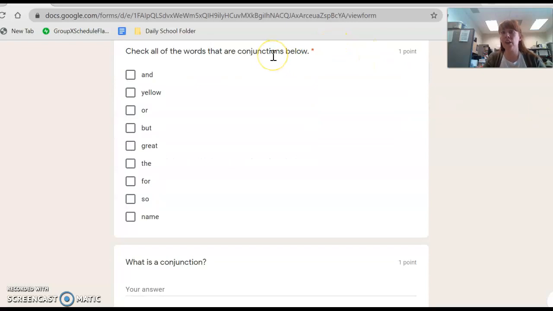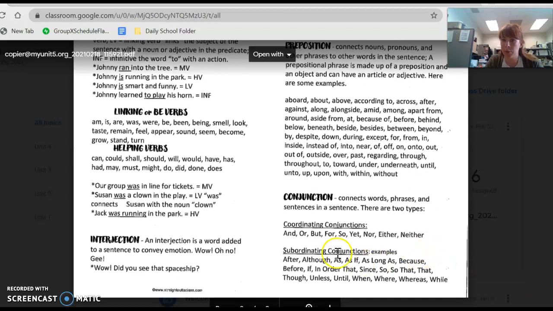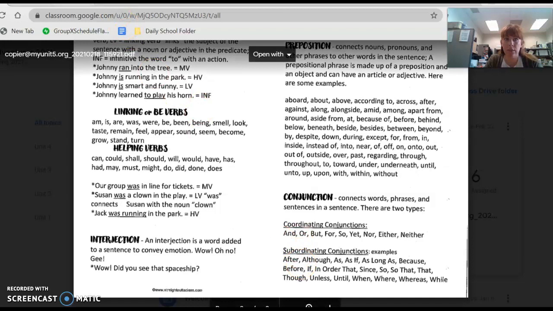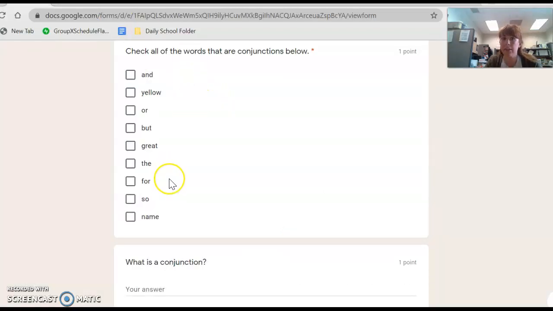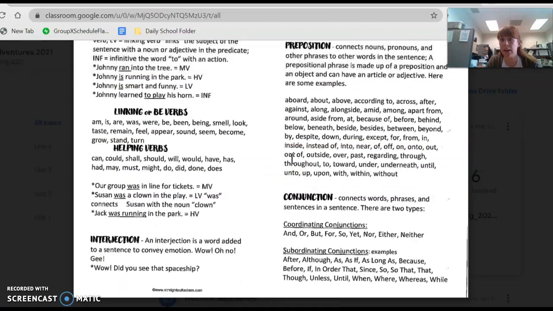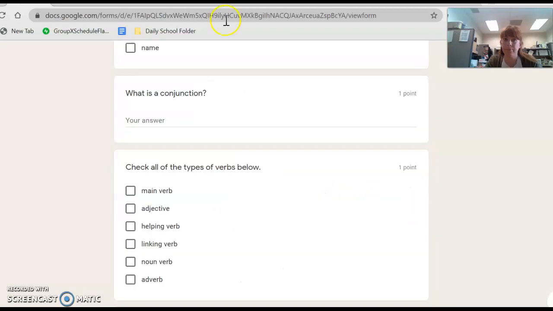Check all the words that are conjunctions below. So you're going to go back to your cheat sheet. A conjunction is a part of speech. And look here. I give you a list of coordinating and subordinating conjunctions. So you just need to look at that list, compare it to this one, and click the words that are on both. What is a conjunction? Now I just want to know in general, not specific of the 2 types. So you can just put this sentence right here. See how easy I'm making this for you guys?